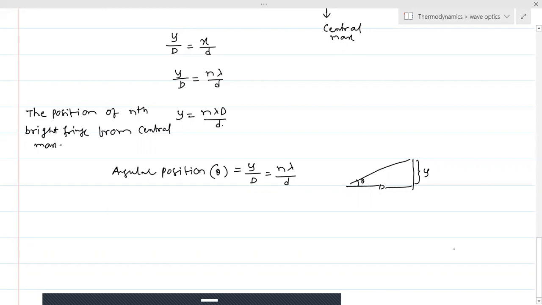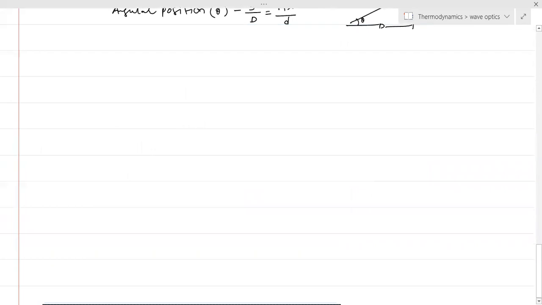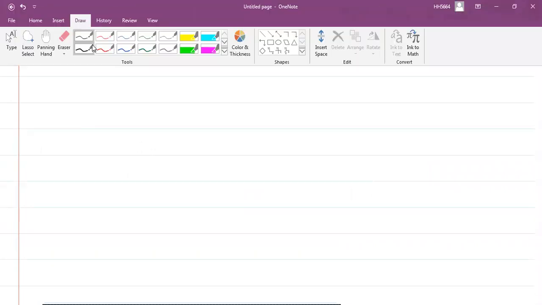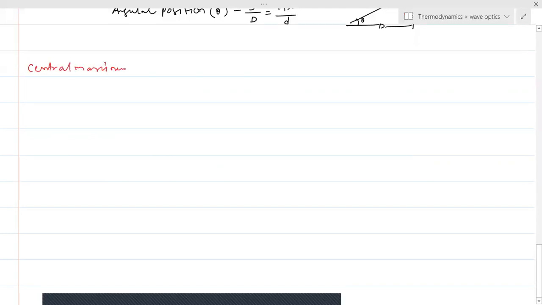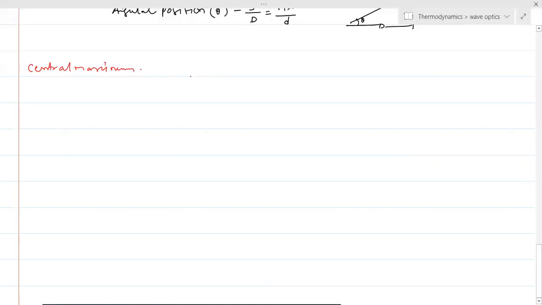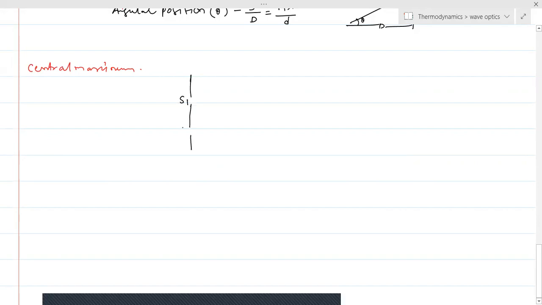So this is about the bright fringes condition. But before understanding anything, first we need to understand the central maximum and its respective path difference and intensity condition. So first we will take the central maximum. This is the double slit experiment, with S1 and S2.